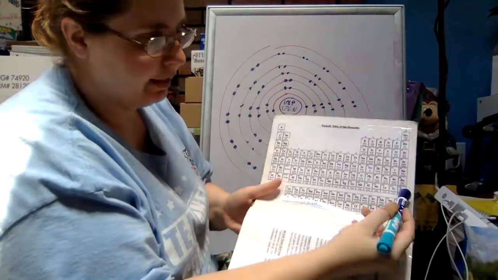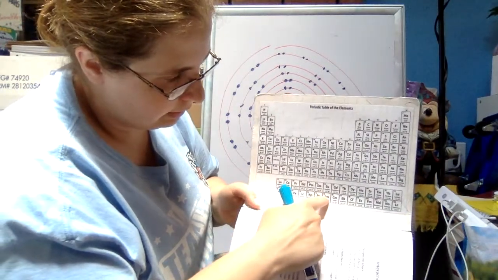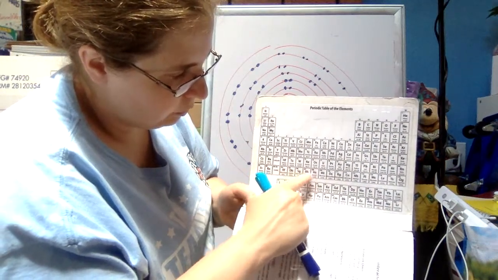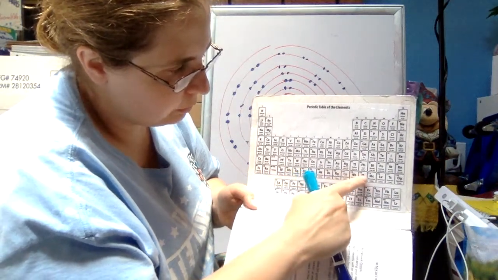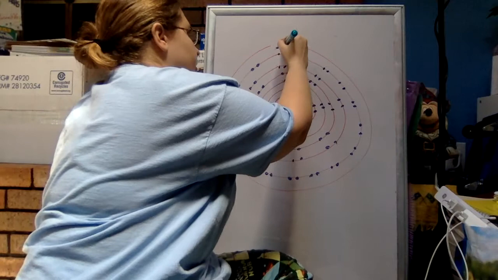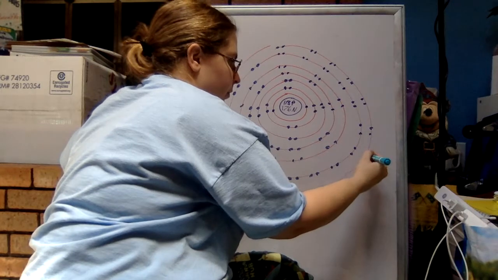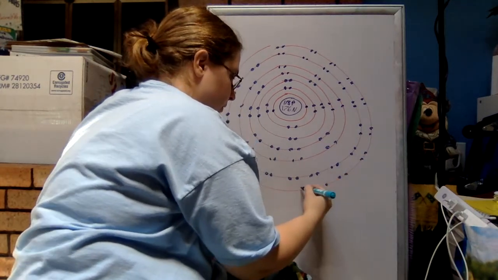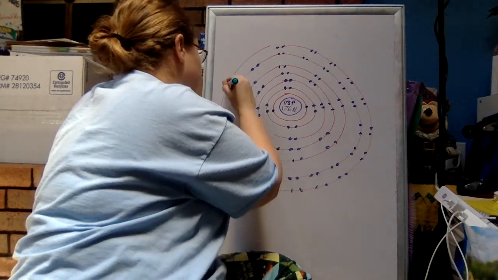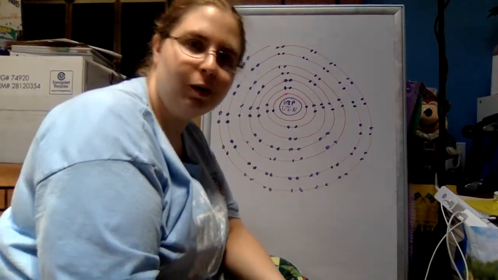And then same thing to get to here. 1, 2, 3, 4, 5, up to 32. And that, my dear kids, is how you draw a Bohr's model.